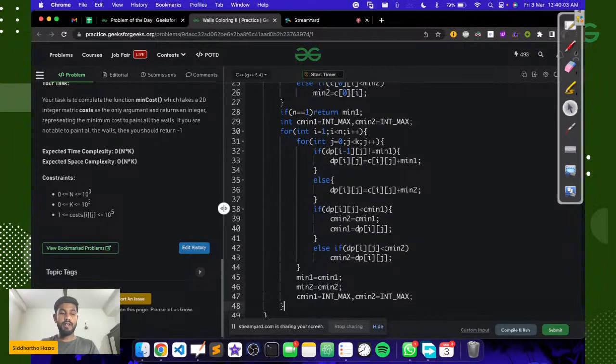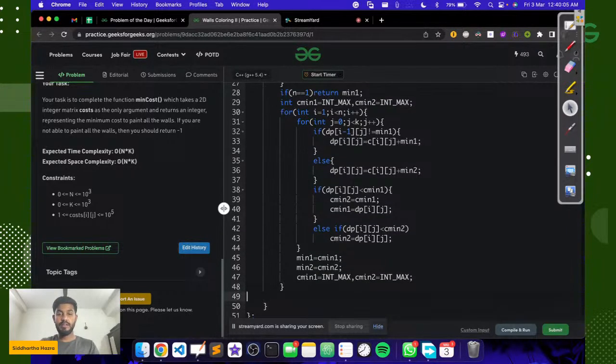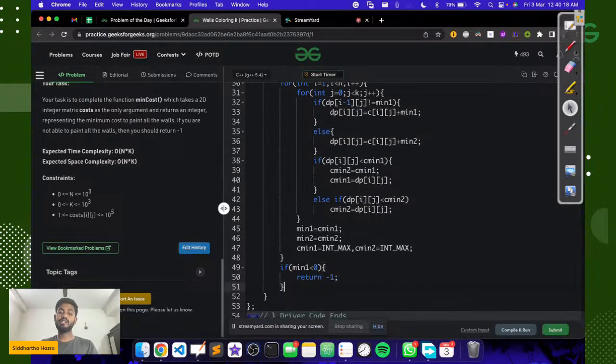After all this, if the minimum is still less than 0, that means we were not able to paint all the values. That means it is minus 1. Else, if we are coming here, that means we are able to paint, so that value would be nothing but the minimum value itself.